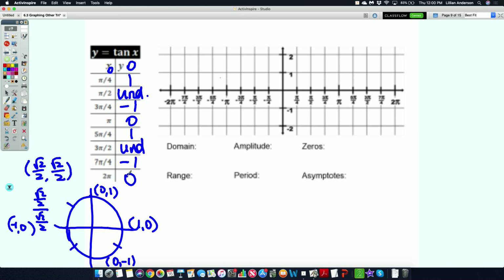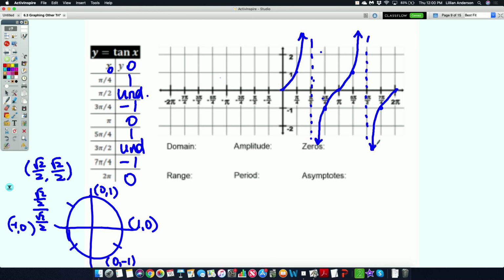So at 0, I'm at 0. Pi over 4, I'm at 1. Pi over 2, I am undefined. So I'm basically just going to plot these here. This is what tangent looks like. It curves up close to the asymptote, never crosses or touches. Goes through that point, gets close to the asymptote, never crosses or touches. That's what tangent looks like.